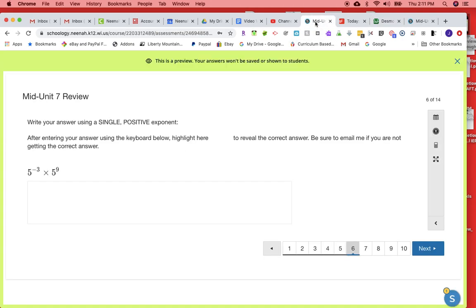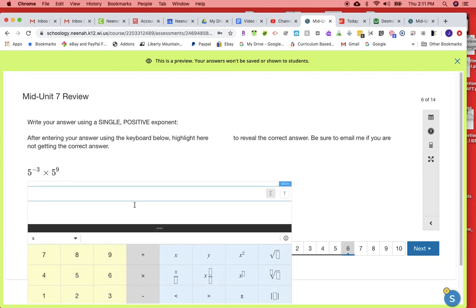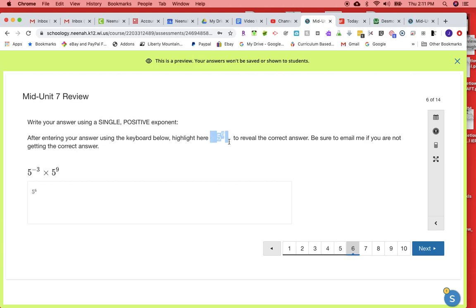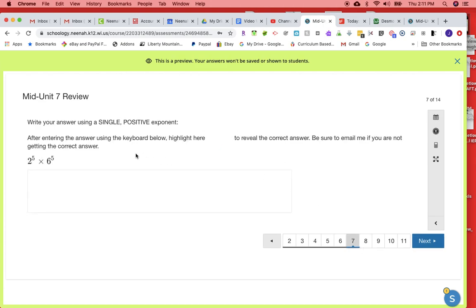So let's go back. We're going to keep our base and put 6 as our exponent. Keep our base of 5, exponent key, and then 6. 5 to the 6. Let's see if we're right. There it is. Yes, 5 to the 6. Moving on, number 7. We still need to keep a positive exponent. After entering the answer, we're going to highlight.